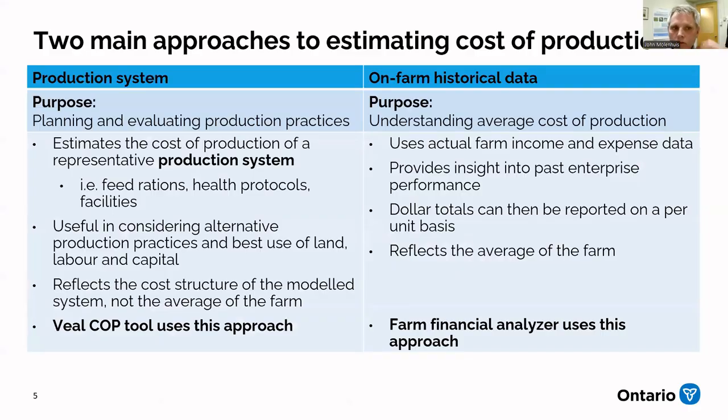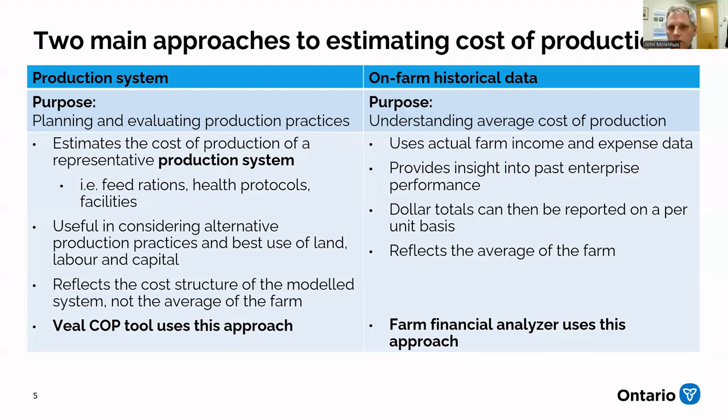today. And so we talked about this in the last session, but just some of the two main approaches is using a production system approach, which is more the production practices, mapping out what the production practices are for the operation, and a little bit more about what the physical production factors are that go into producing veal calves. So the feed rations, health protocols, what feed facilities you need. So it's really about what do you do and what do you need to do them. So what are the production practices and what are the investments? What is the labor, land, and capital that you need to be able to do those?